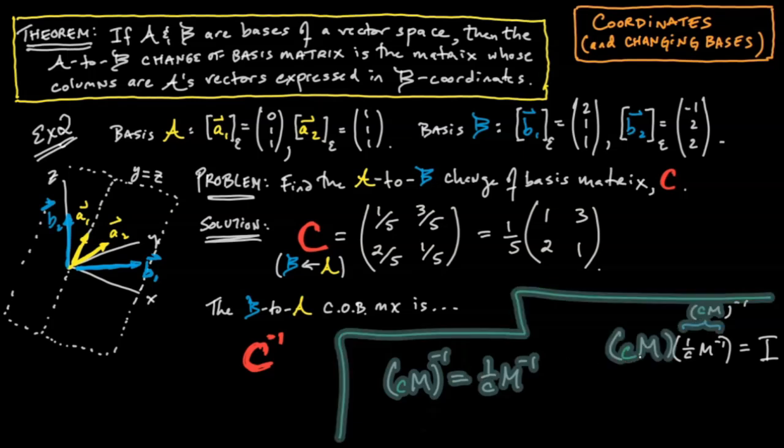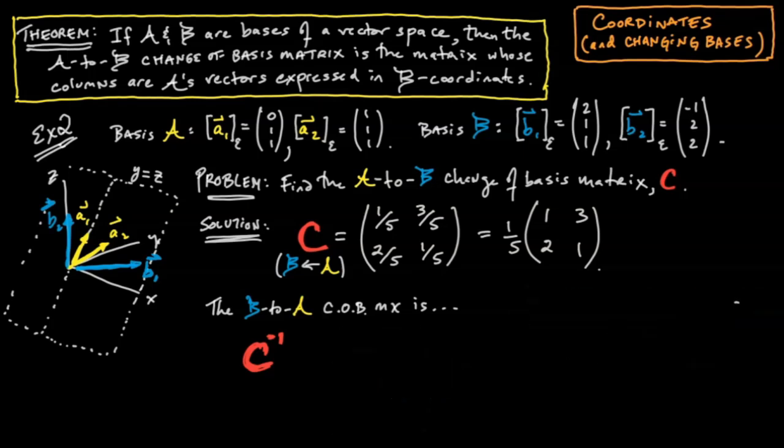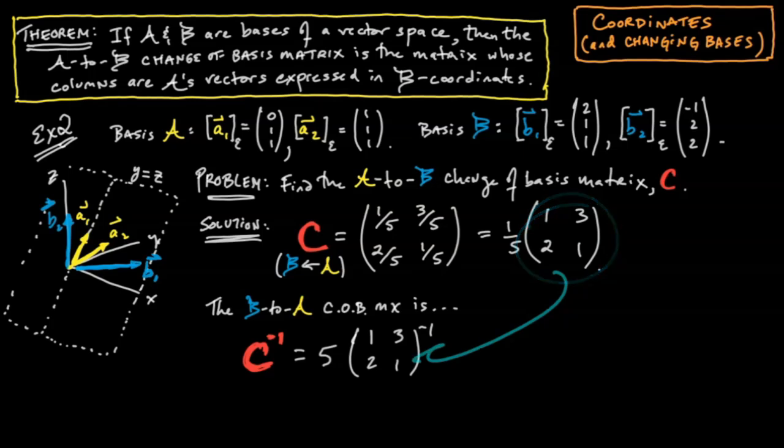Anyway, that was just a brief side discussion, since it was staring us in the face. You don't have to use that fact here, but if we do, we could say that C inverse is the reciprocal of this scalar factor, so 5, times the inverse of this 2x2 matrix of whole numbers.